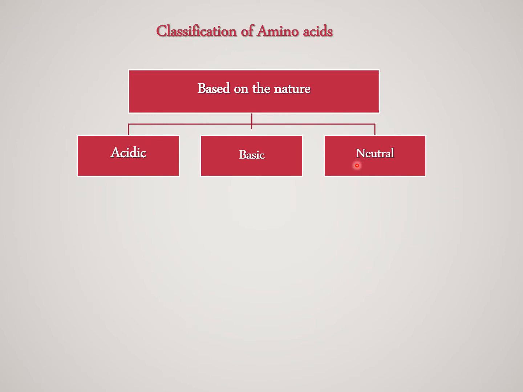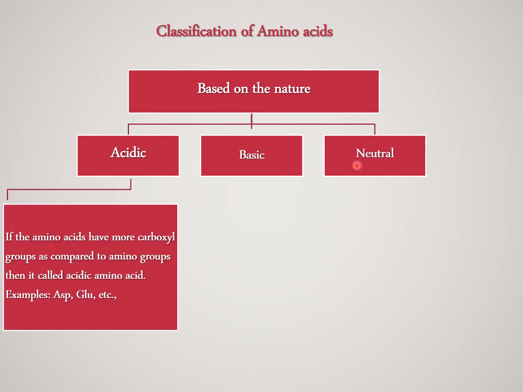So the simple terms of chemistry will help us to understand these amino acids better. If you talk about an acidic amino acid, here there will be more number of COOH groups in the compound when compared to the NH2 amino group, and hence such amino acids are called acidic amino acids. For example, aspartic acid or glutamic acid, etc.